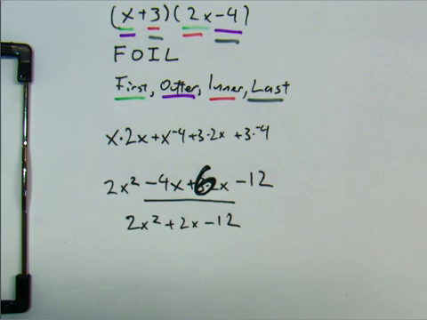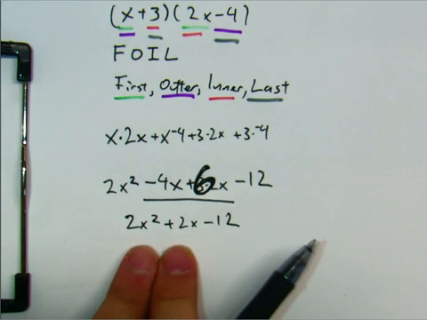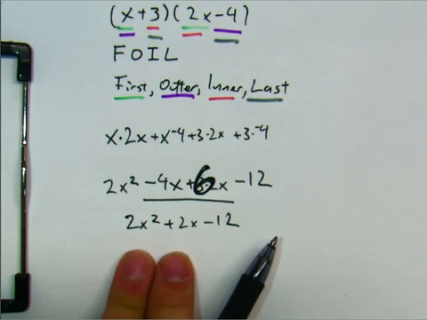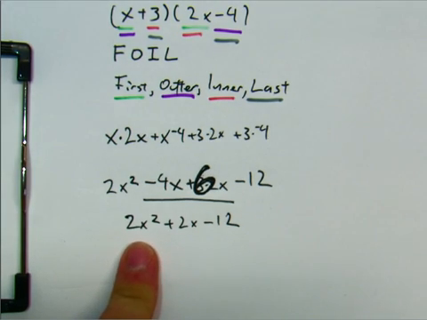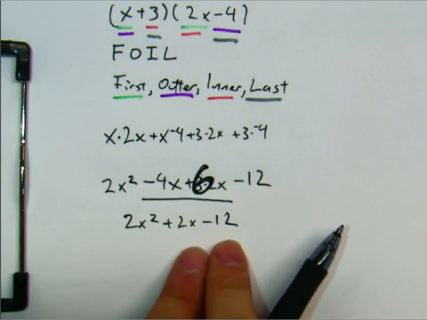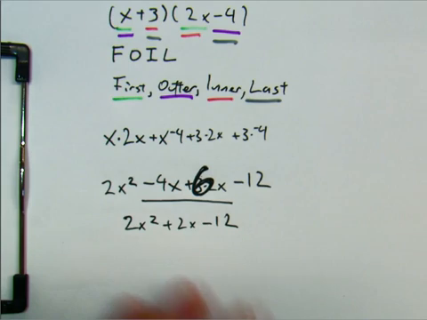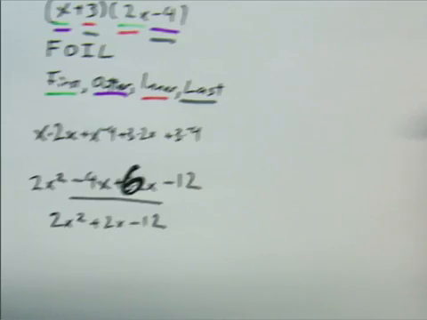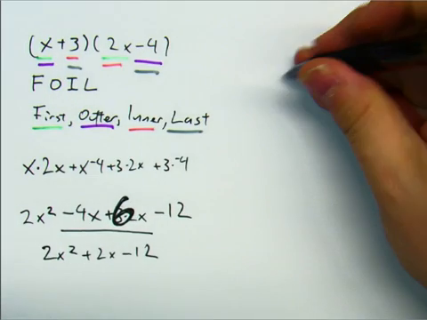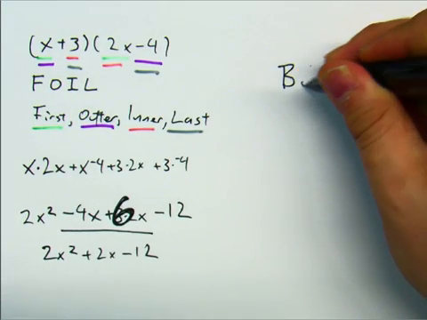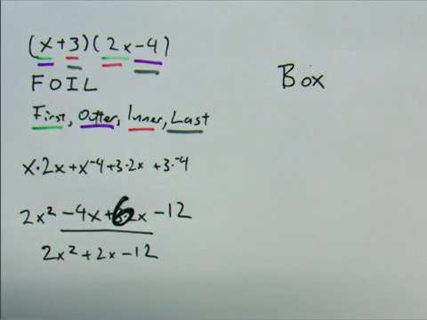We do not add these together because they are not like terms. X squared is not the same as an x. X is not the same as a constant. X squared is not the same as a constant. This is our simplified form. Finally, an additional method is known as the box method. It's my binomial in a box.